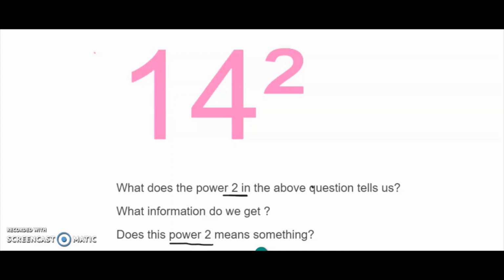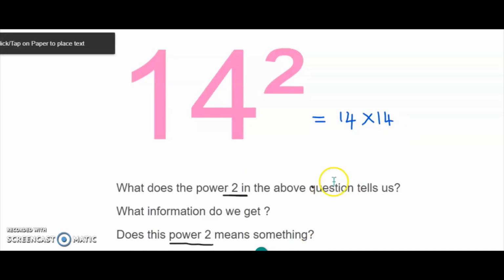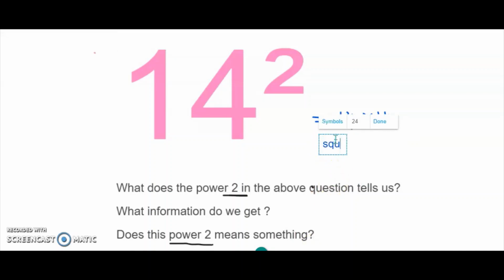The power 2 tells us that the number 14 has to be multiplied to itself how many times? 2 times. That's the real meaning of exponents: the power tells us how many times the base should be multiplied. So here we are multiplying 14 how many times? 2 times. So when a number is multiplied 2 times to itself, or if a number has a power 2, then we say we are squaring it. The special name for that is squaring. So a number multiplied to itself, where the power is 2, means you are squaring it.